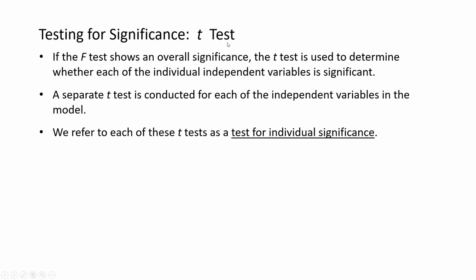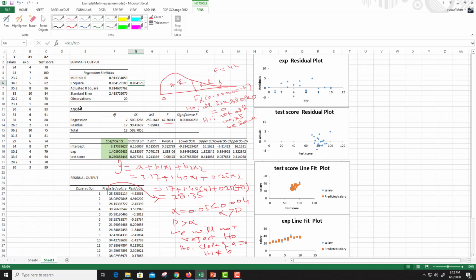We have already conducted the test statistic. If the F test shows overall significance, then the T test is used to determine whether each individual independent variable is significant. A separate T test is conducted for each of the independent variables in the model. We refer to each of the T tests as a test for individual significance. So you can see this ANOVA is the overall test, and on the basis of this we reject our null hypothesis that the slopes are not equal. Why? Because the significance value is very low and the calculated value is very high, 42, which lies in the rejection region, and this is our acceptance region. So we reject the whole hypothesis.